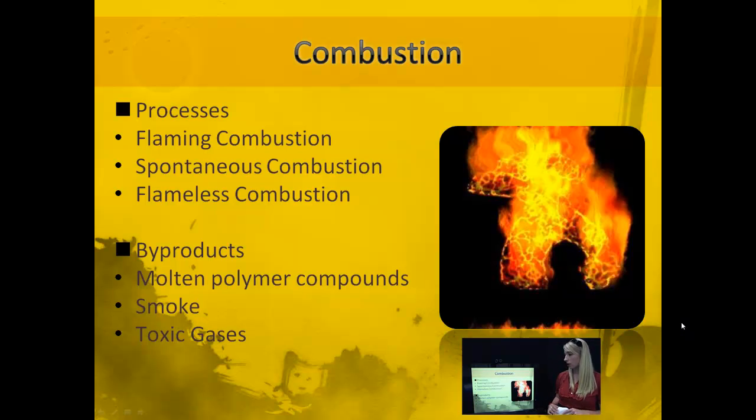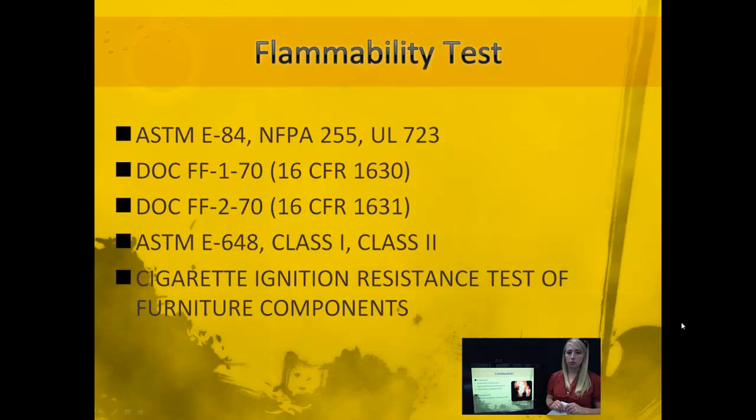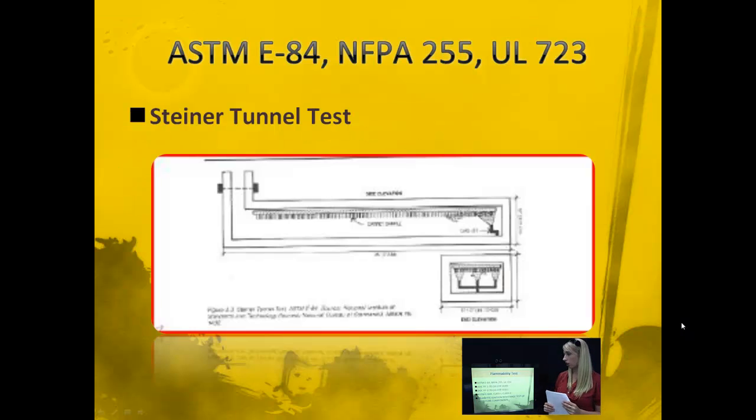And there's 3 different byproducts. So there's 3 processes for combustion, and there's 3 byproducts. And the byproducts are molten polymer compounds, smoke, and toxic gases. And there's several different flammability tests in the paper that I wrote. It describes all of these and the processes and how to carry out all of these tests. And this is just a list of all of them.